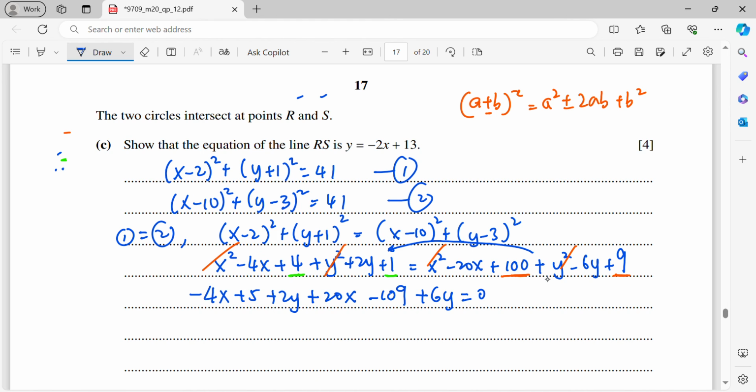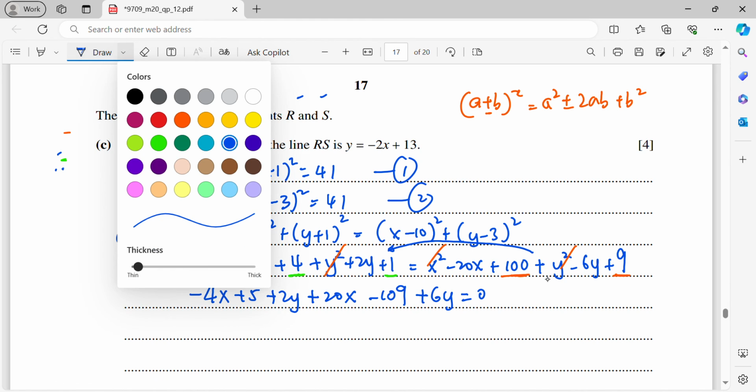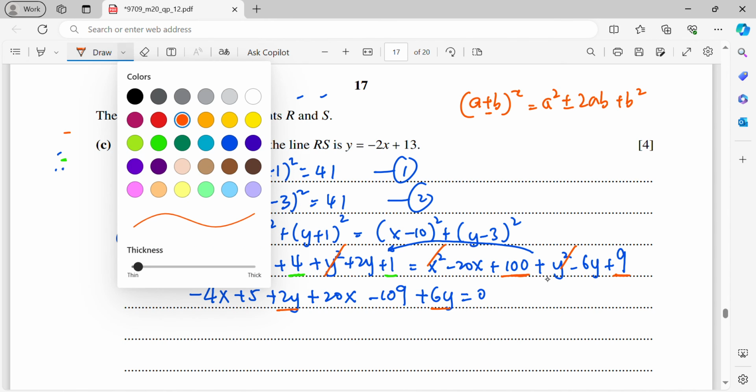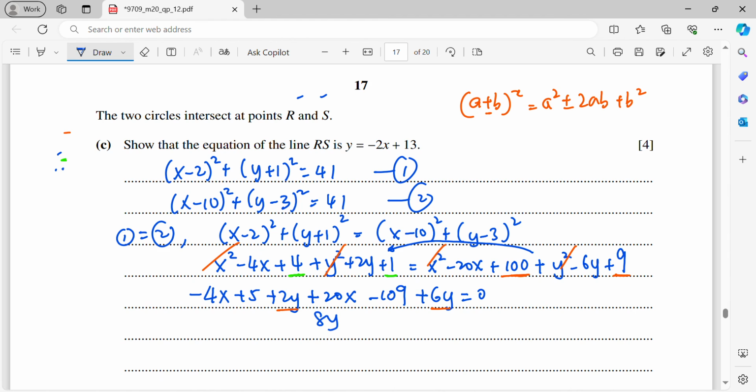Then from here, I will get my 2y plus 6y is 8y. Then the x: -4x plus 20x, that is plus 16x. Okay, and then you get 5 here, plus 5 minus 109, that is minus 104.